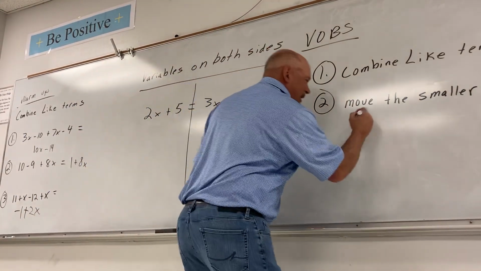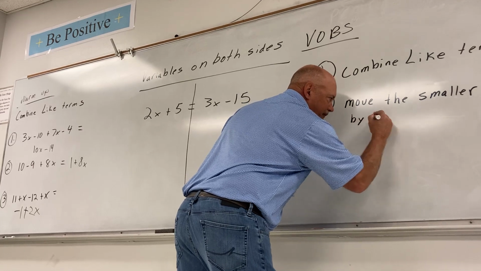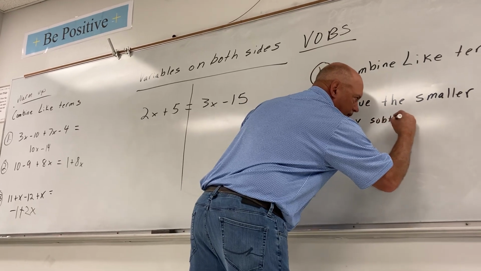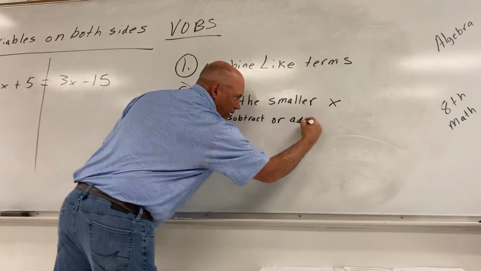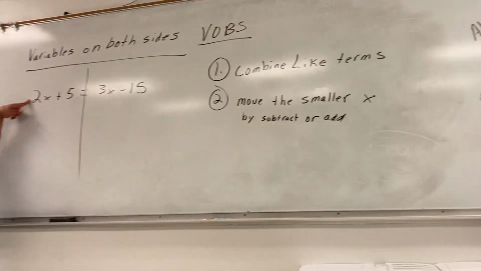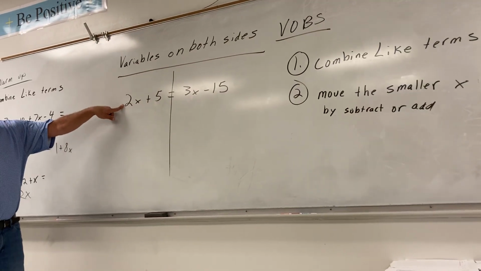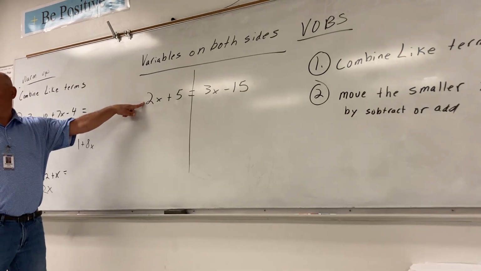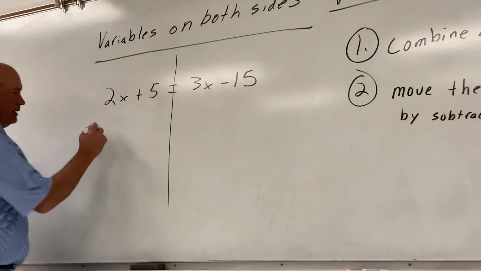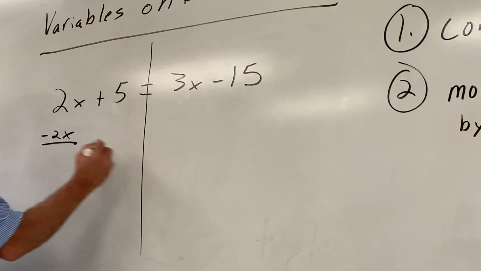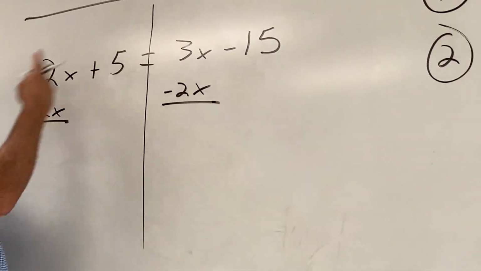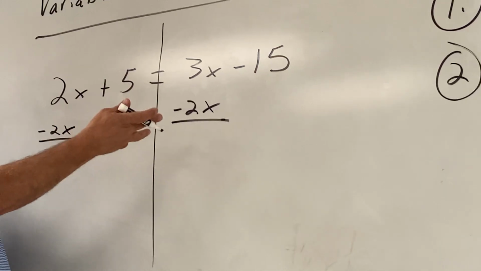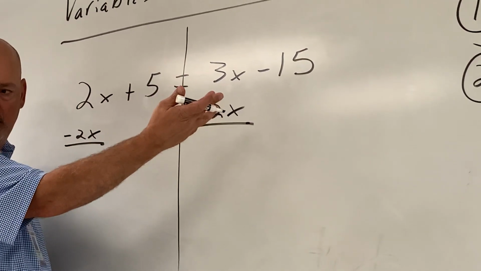Okay. So here's how you move it. You move it by subtracting or adding. Isn't it currently positive 2x? So how do I move it? Subtract 2x. There we go. And I'm only going to put it under x because x's need to stay with x's, numbers with numbers.